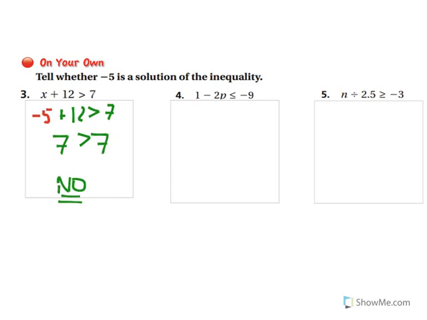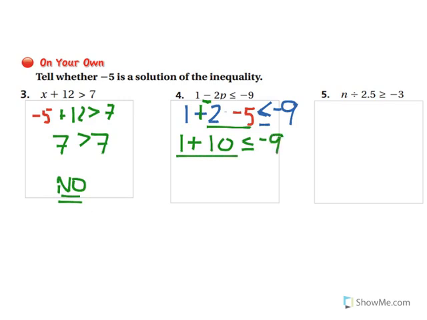Let's go ahead and try the next one. So here we have 1 minus 2 times p, which is, again, negative 5, is less than or equal to negative 9. And so I'm going to go ahead and make this into a plus negative. I'm going to say that I have 1 plus negative 2 times negative 5, which is positive 10, is less than or equal to negative 9.